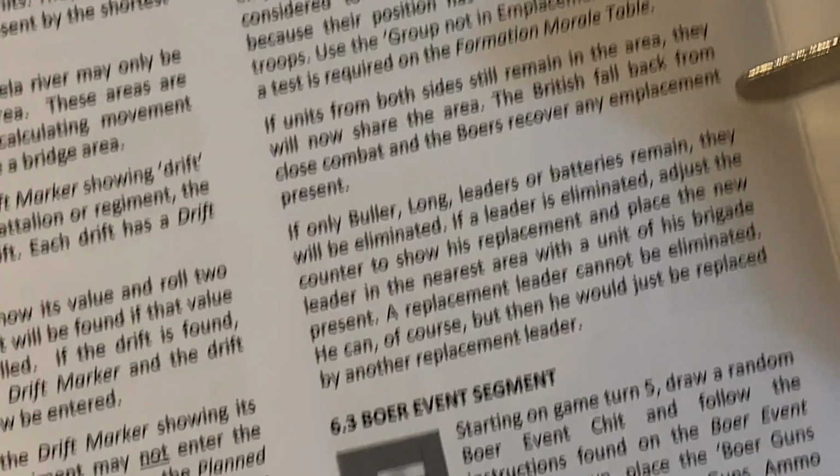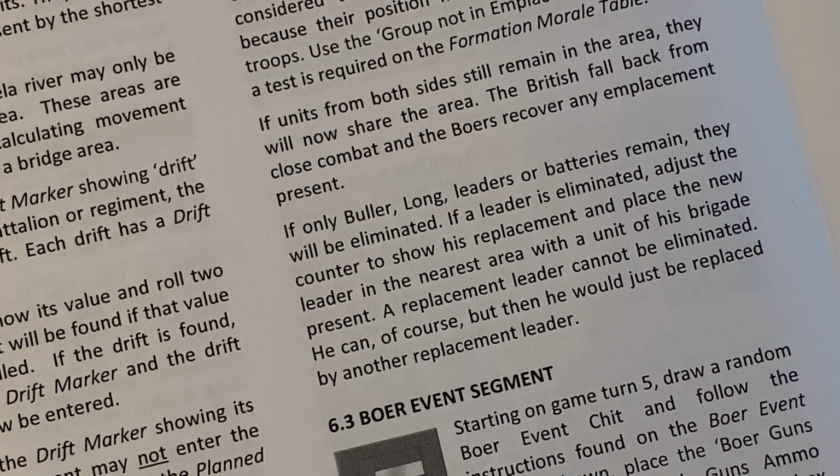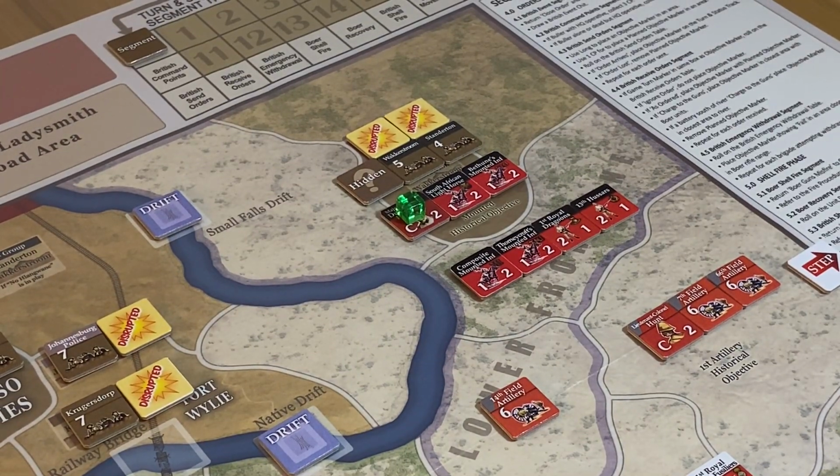It finishes there with, if only Buller, Long, leaders or batteries remain, they will be eliminated. If a leader is eliminated, adjust the counter to show his replacement and place a new leader in the nearest area with a unit of his brigade present. A replacement leader cannot be eliminated. He can, of course, but then he would just be replaced by another replacement leader. Okay, right. So does that help you at all in deciding about this?